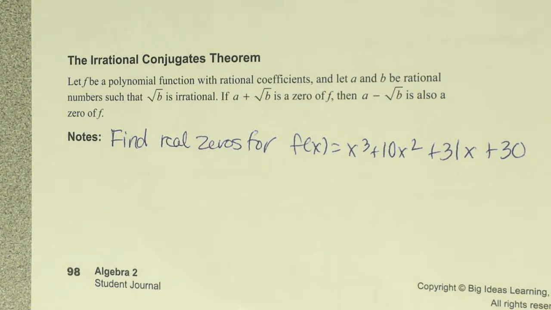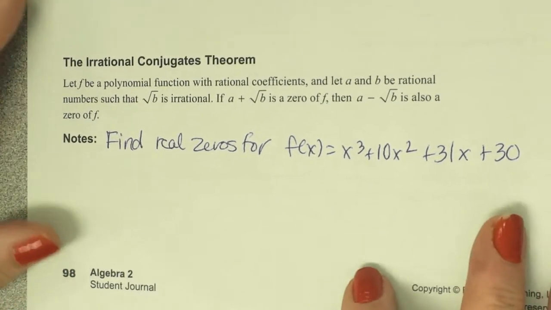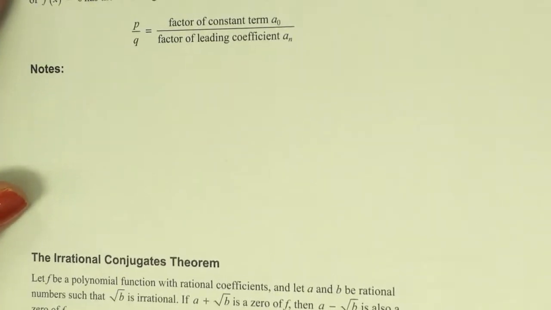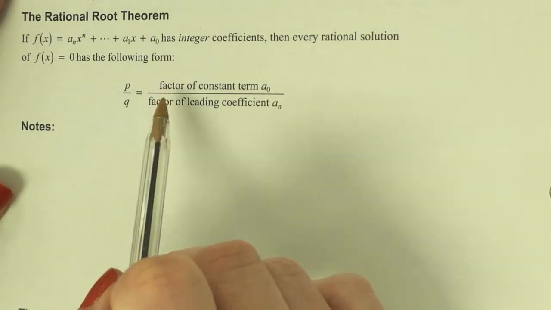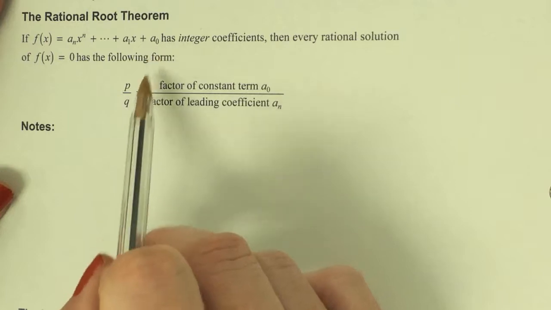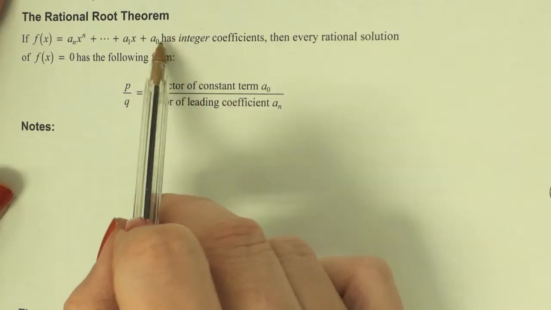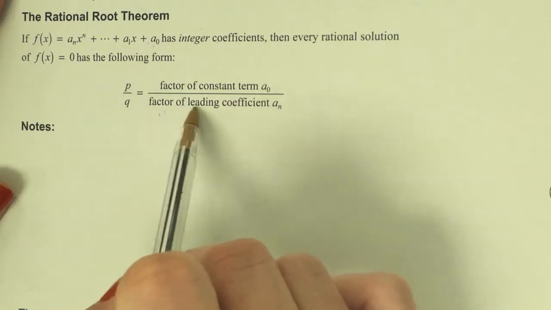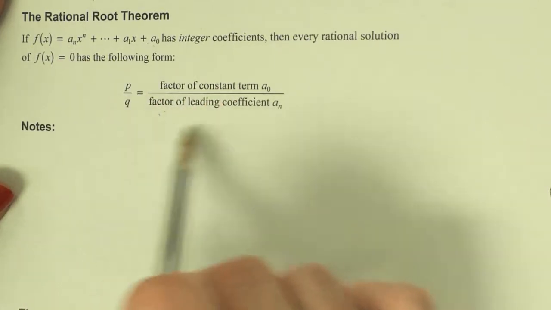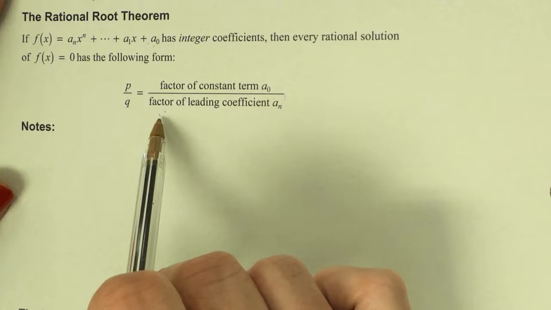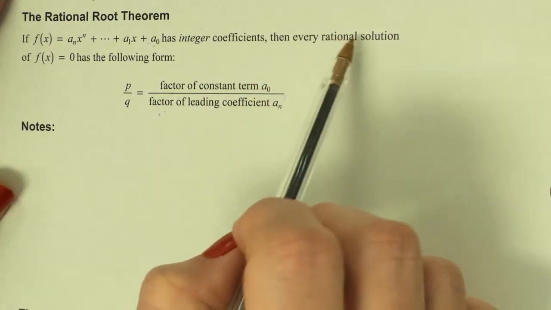We're looking at page 98. This is over what we call the rational root theorem. So, last time we were together, we talked about how we can find the possible rational solutions. We talked about how the factors of the constant term divided by the factors of the leading coefficient will tell us all the possibilities for the real zeros. The rational solutions are the same thing as the real zeros.